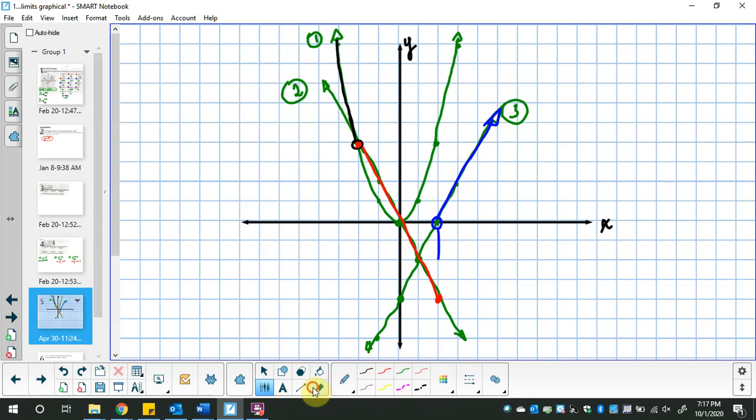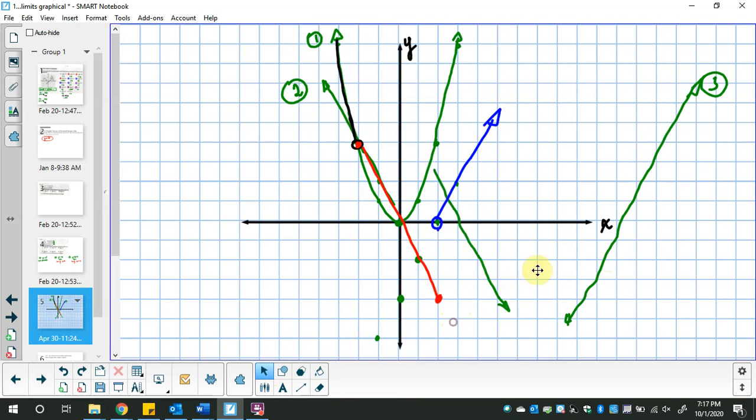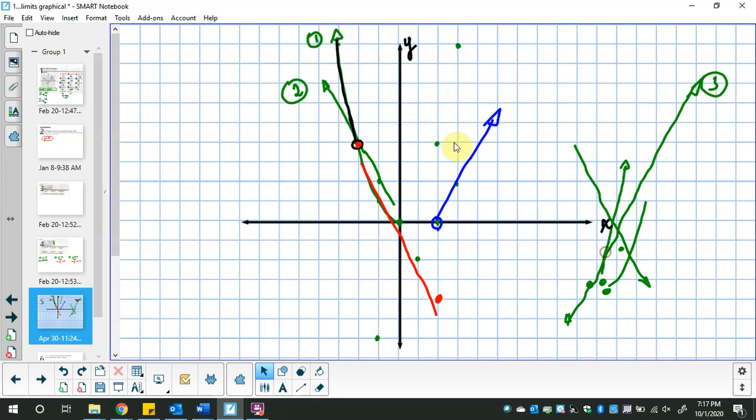Now I get to use my technology to move some stuff out of the way. Like, for instance, that, and that, and that, and that, and that, and all this other green stuff, which you might use an eraser for.